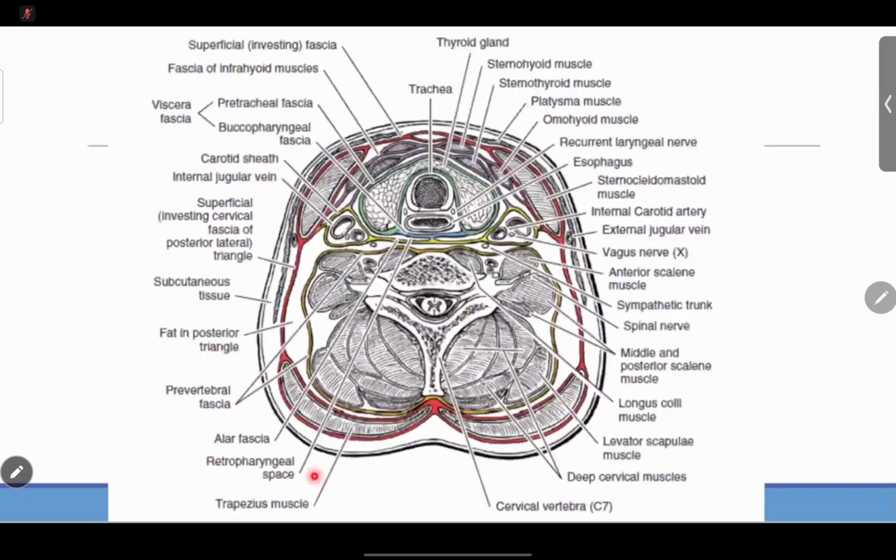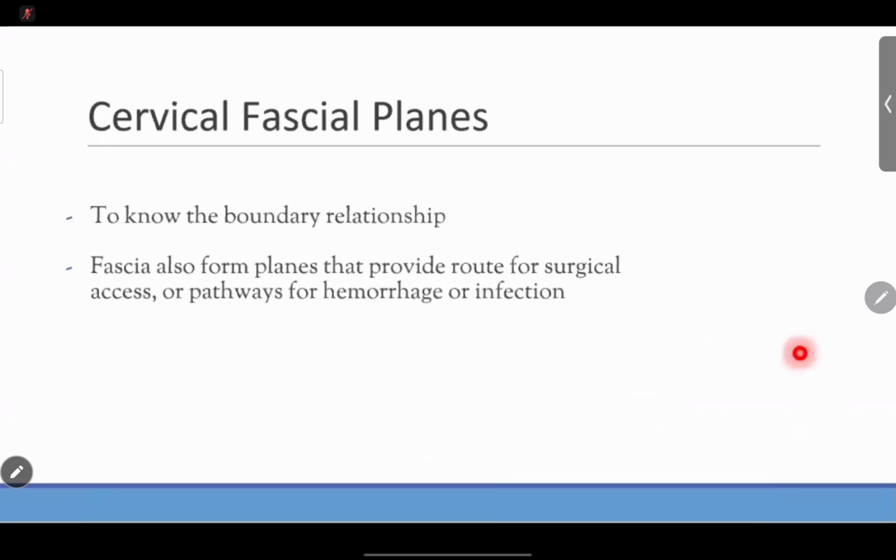Okay, so next, in order to fully know the different etiologies, the spread of infection, or even malignancies, you should know the different planes of the neck, the fascial layers. Okay? So this is our next topic: cervical fascial planes. It could guide us on how to treat the different pathways of hemorrhage and also infection.